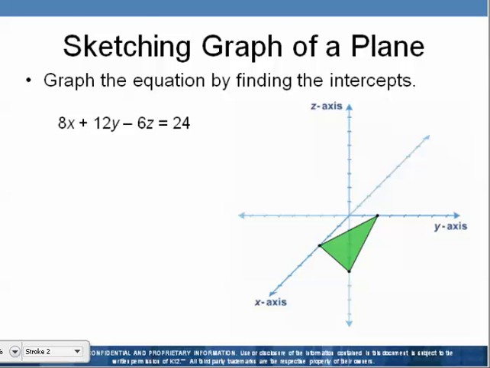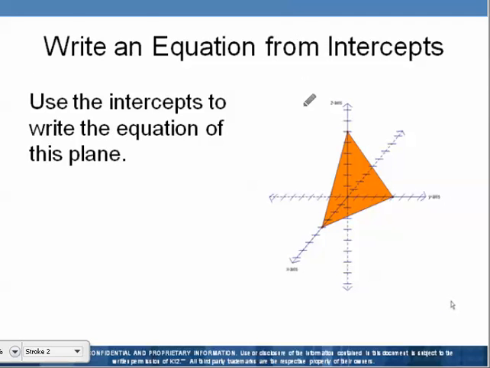Okay? So, if I was asked to write an equation for this particular plane, the first thing I'm going to do is find the x, y, and z intercepts. X-intercept: 1, 2, 3, 4. That's at 4, 0, 0. Y-intercept: 1, 2, 3, 4, 5. That's at 0, 5, 0. Z-intercept: 1, 2, 3, 4, 5, 6. That's at 0, 0, 6. So I've located each one of the 3 points that are on here.